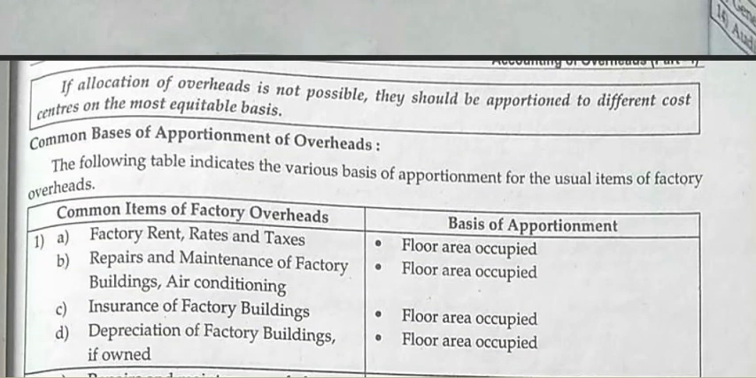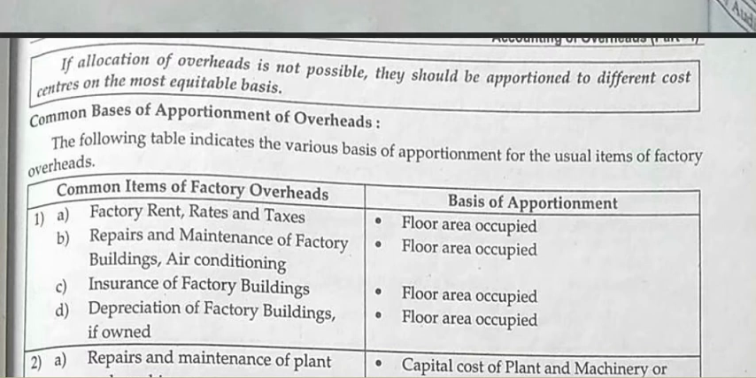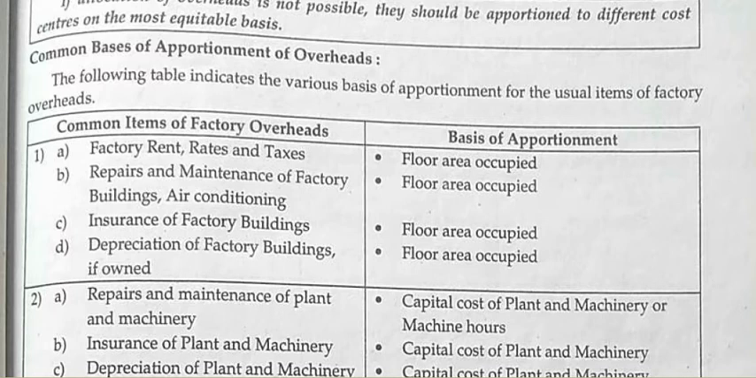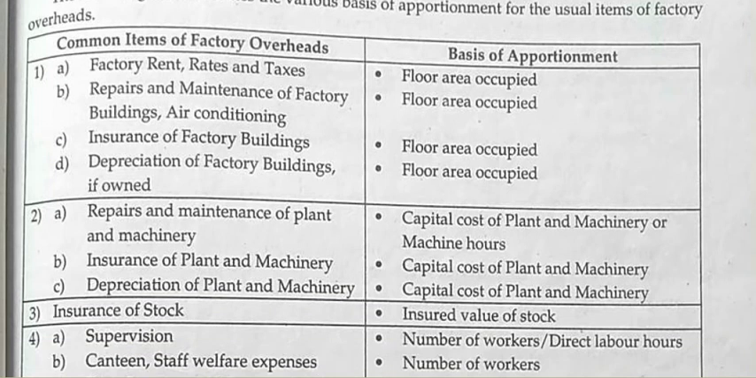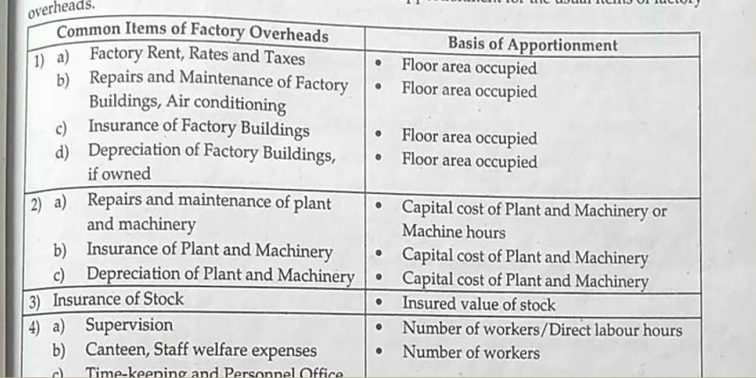This is the list. This is quite an important list. Common bases of apportionment of overheads. Now on the left hand side, these are the items of factory overheads, and on the right hand side, the basis of apportionment is given. For example, we'll read factory rent, rates and taxes. The basis of apportionment will be floor area occupied. Like this, this is a very important table. Students should note this down very carefully, as it will be helpful in their practical problems.